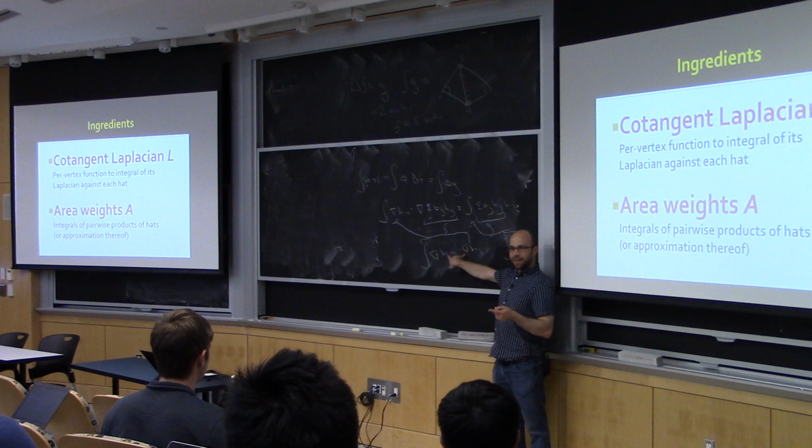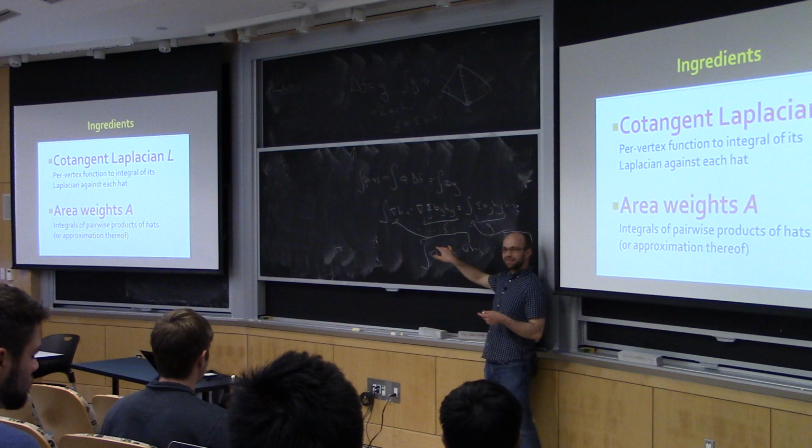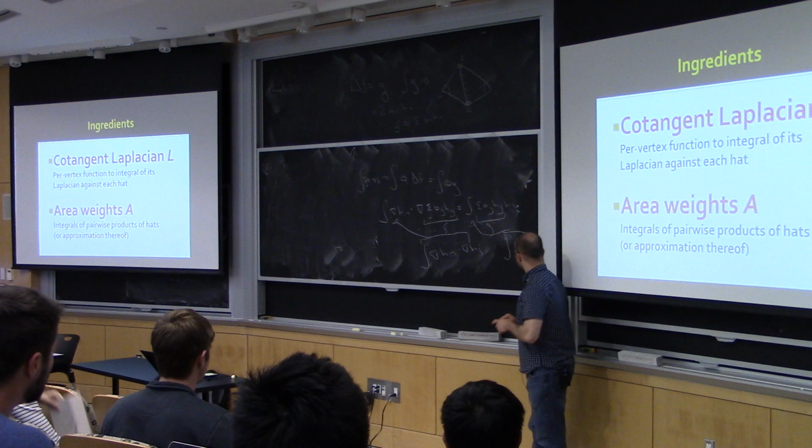And what were these two things called? This first guy is the stiffness matrix, or Laplacian. People tend to call this thing the Laplacian matrix. It's not really true. It's kind of like the integrated Laplacian, but whatever. And what is this thing called? Mass matrix. Okay. And this is the finite element method in a nutshell.